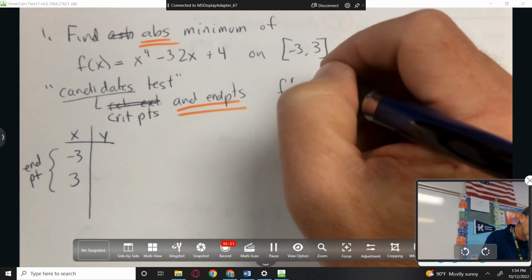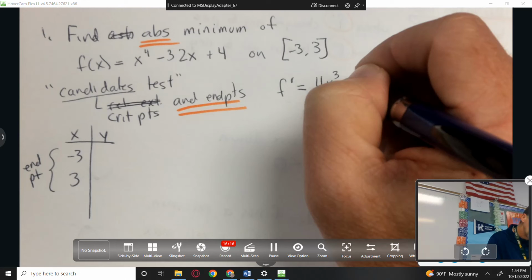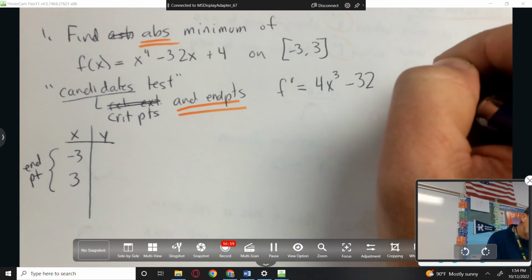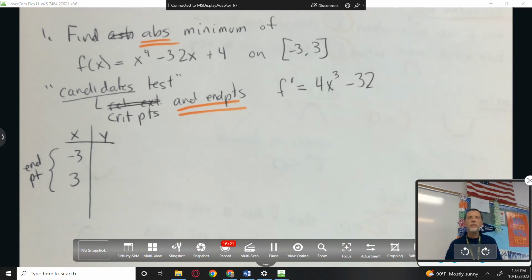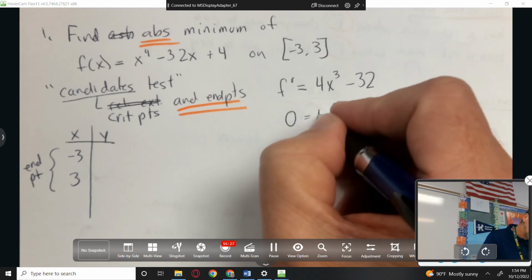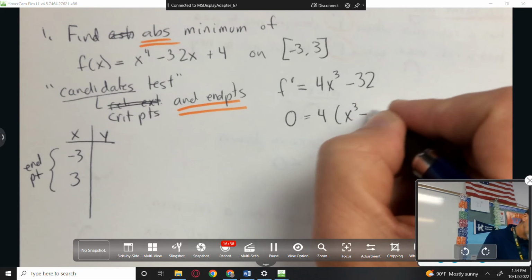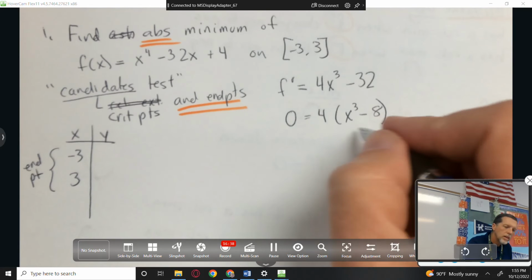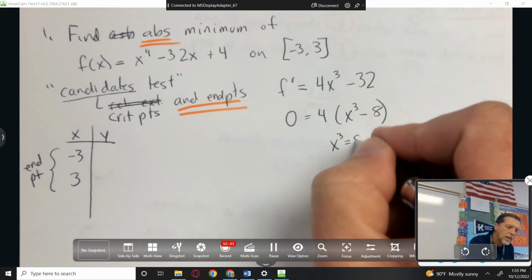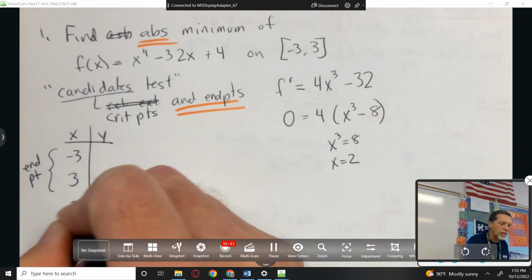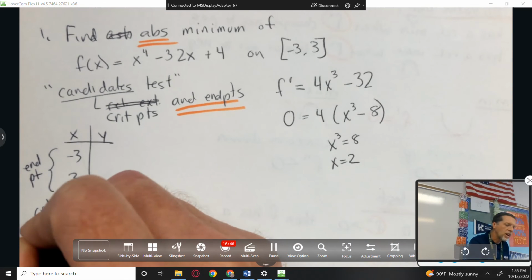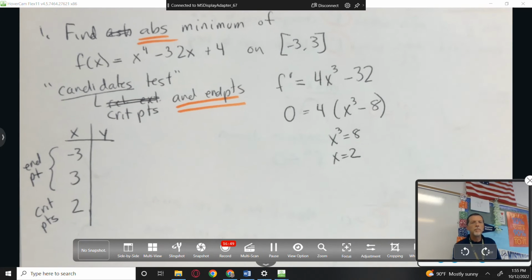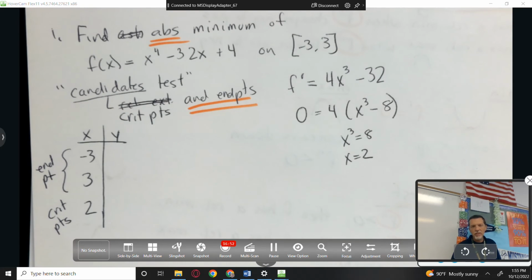So first derivative, 4x cubed minus 32. We'll set that equal to 0. Factor out a 4, because I'm looking for critical points. There's only one, which is nice, because that means there's less points to check. So my candidates are the critical points and the endpoints.